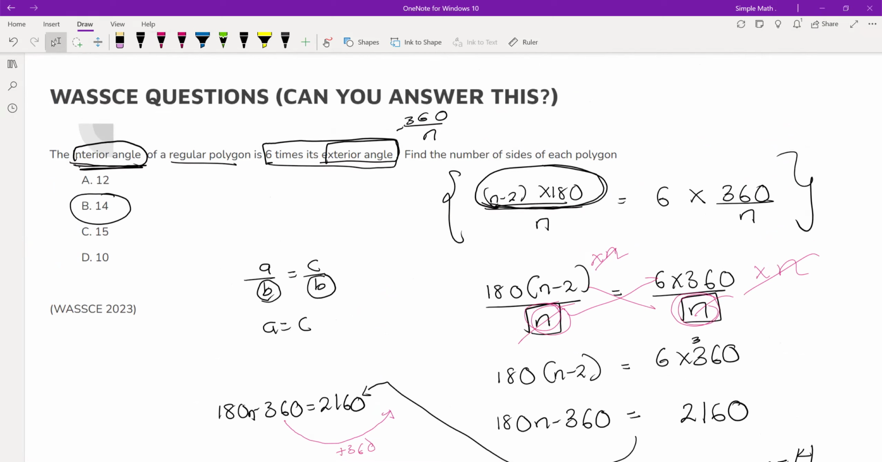This one is quite self-explanatory. So the answer here is B, and it's a WAEC 2023 question.